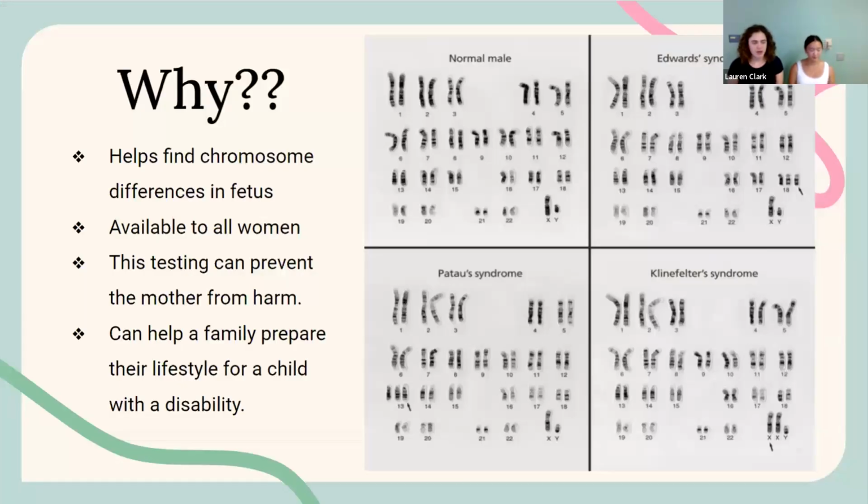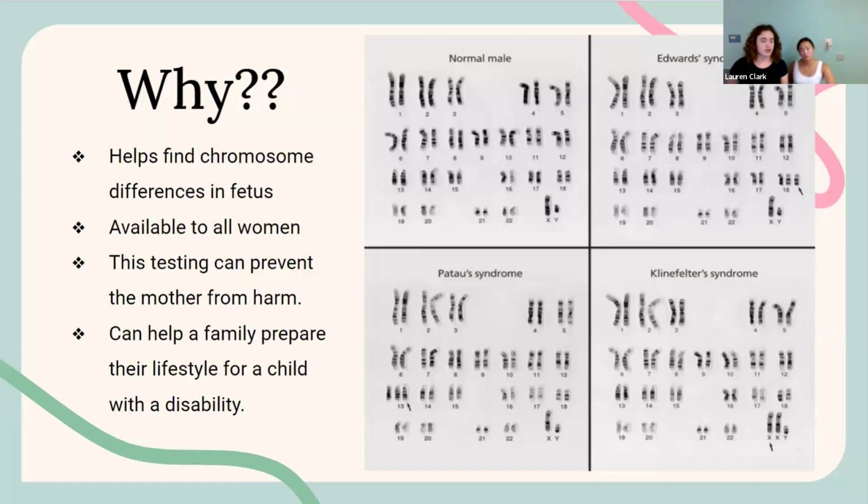So we've explained that it helps find chromosomal differences in the fetus, and it should be available to all women. But as we referenced earlier, there is a lack of equality there. This testing can prevent the mother from undergoing harm, such as from ectopic pregnancies, and these are the kind of tests that would prevent the mother from being harmed. This can also help a family prepare for their lifestyle if their child is set to have a disability.